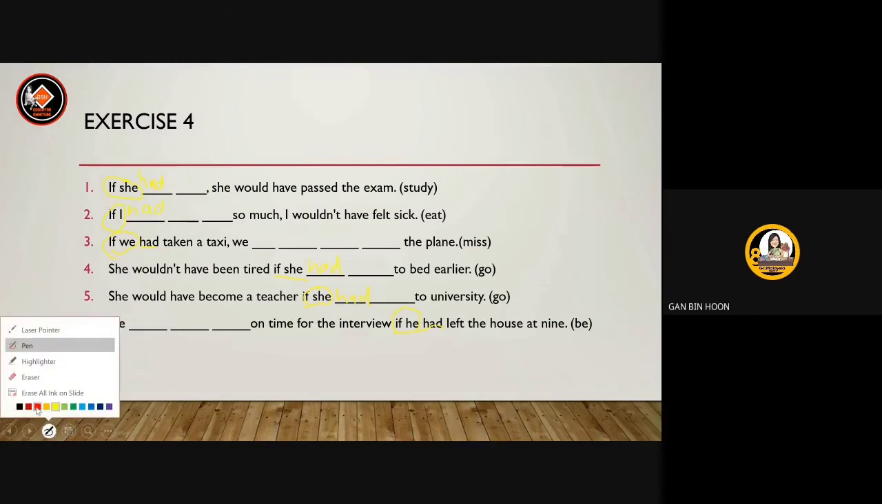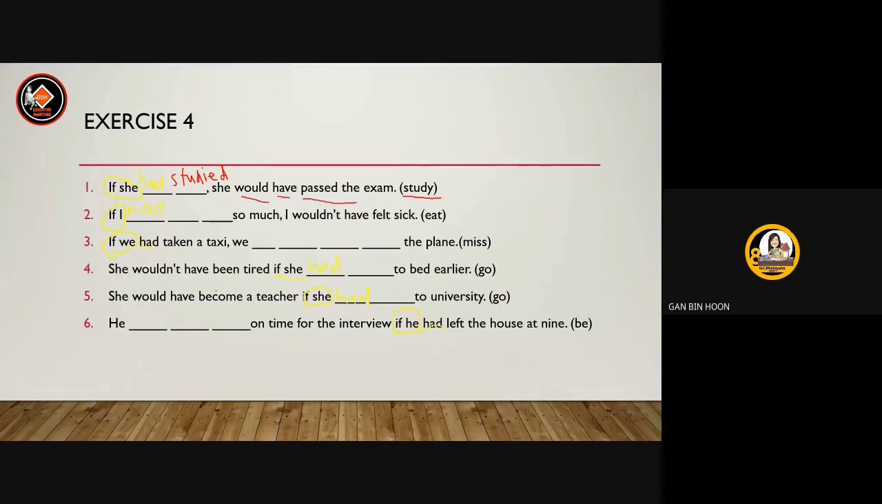Who can do? If she had, answer, what is the past participle for study? Anybody? What is the past participle for study? So the answer will be: if she had studied, she would have passed the exam. Okay? Teacher, is this one correct? Correct, because would have passed. This one is wouldn't have failed.